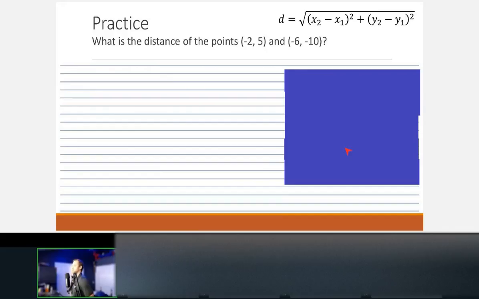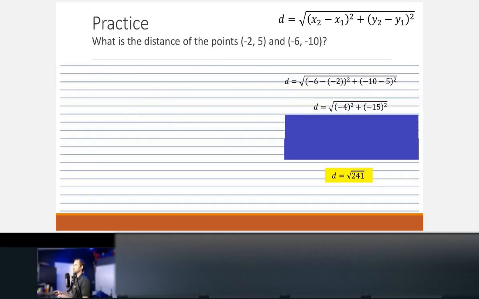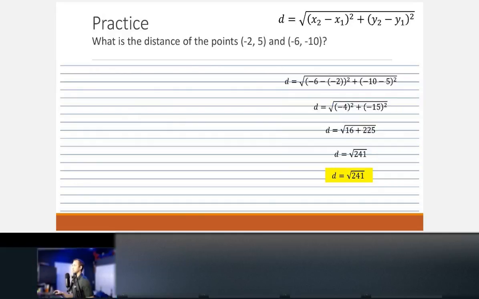So radical 241. I believe 241 is a prime number. So if you're trying to simplify radical 241, it doesn't factor at all. Yeah, it's a prime number. Oh yeah, radical 241. All right, who got that correct? Everyone. Super easy problem, right? That would never be a TGA problem.